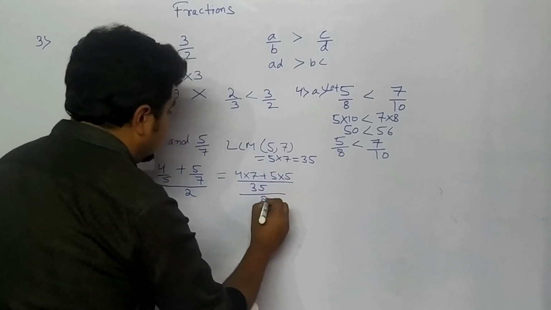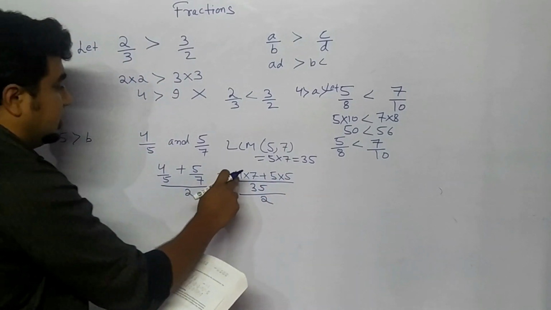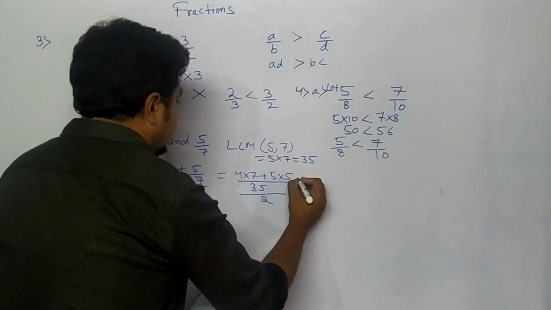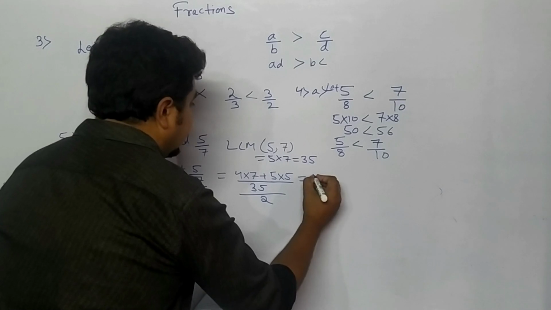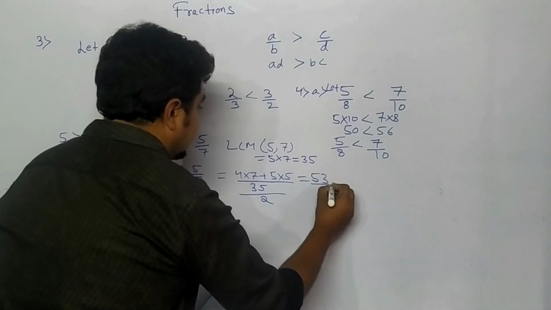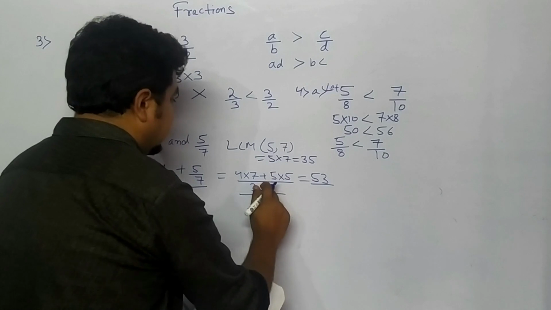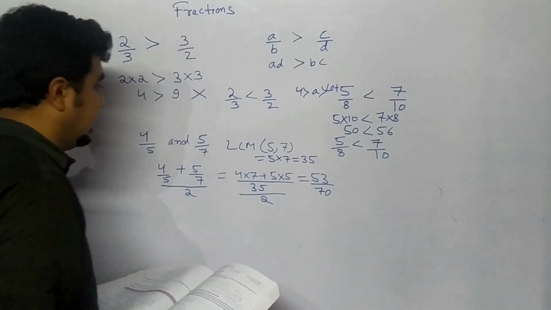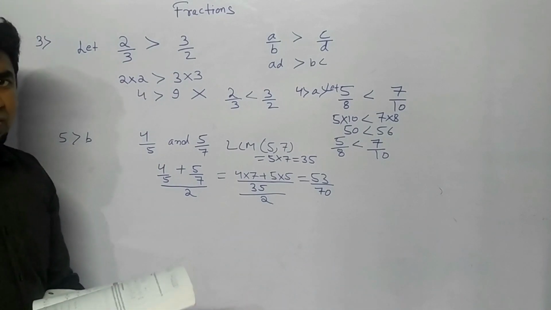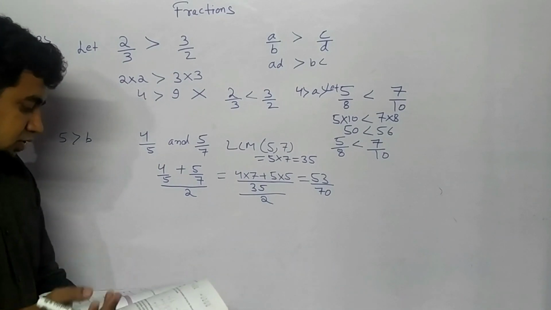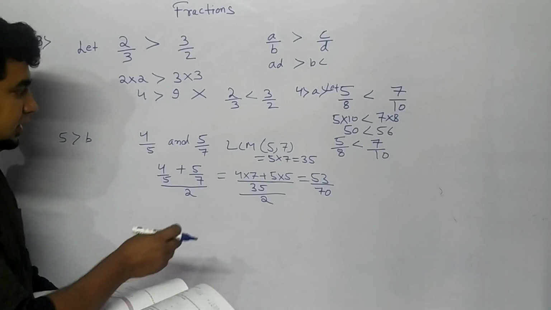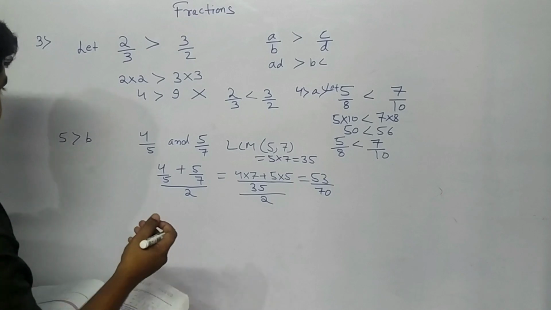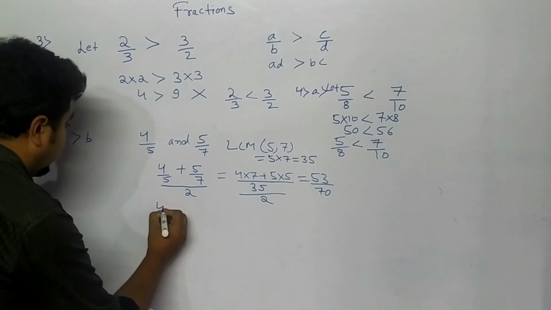Divided by 2. You can say that 4 into 7 is 28, 5 into 5 is 25, and 28 plus 25 is 53. Divided by this 2 will be multiplied: 35 into 2 is 70. Now, one method is given in the book. You can prefer, but I will be saying that you prefer this method. But since it is given, I just want to explain. What is given in the book? 4 by 5.